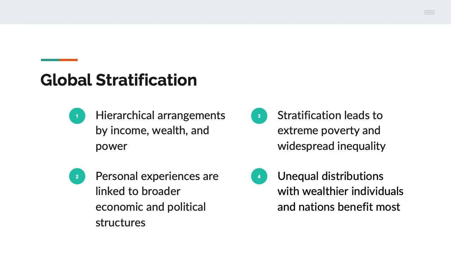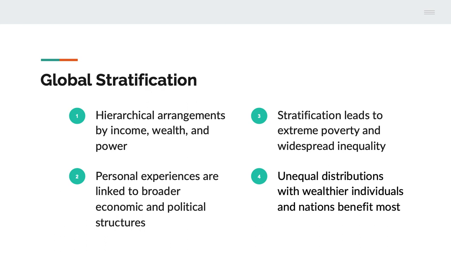Global stratification highlights how personal experiences are linked to broader political and economic structures. Systematic discrimination rather than individual failings often results in the underrepresentation of marginalized groups in government and economic power centers. This stratification leads to extreme poverty and widespread inequality, which are not randomly distributed but are concentrated in specific regions and communities. These patterns reflect deeper systemic issues that perpetuate disadvantage and limit opportunities for affected populations. Understanding global stratification underscores the need to address these structural inequities to foster more equitable and inclusive societies.